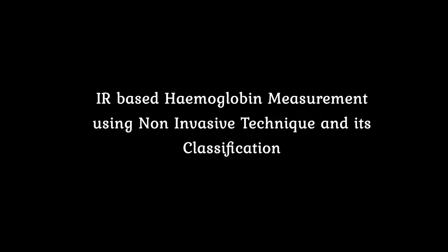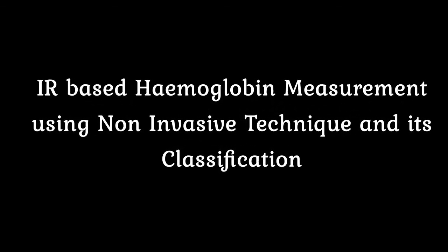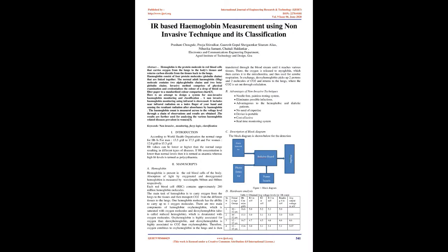IR-based hemoglobin measurement using non-invasive technique and its classification. Abstract: Hemoglobin is the protein molecule in red blood cells that carries oxygen from the lungs to the body's tissues and returns carbon dioxide from the tissues back to the lungs. Hemoglobin consists of 4 protein molecules, globulin chains, that are linked together. The normal adult hemoglobin, HbA, molecule contains 2 alpha-globulin chains and 2 beta-globulin chains.